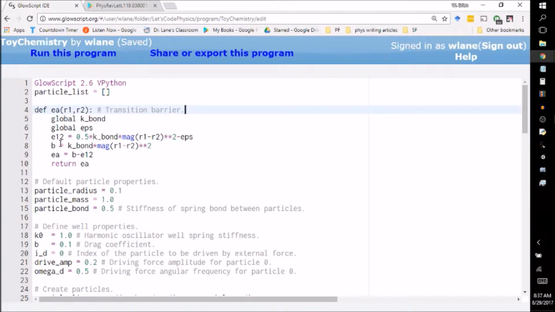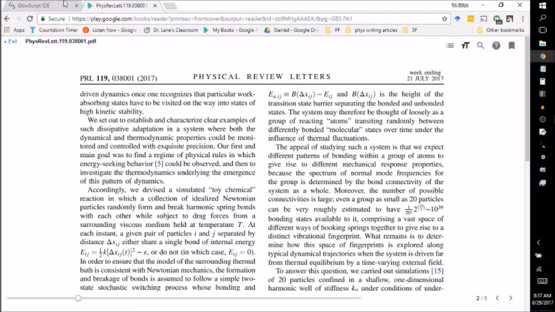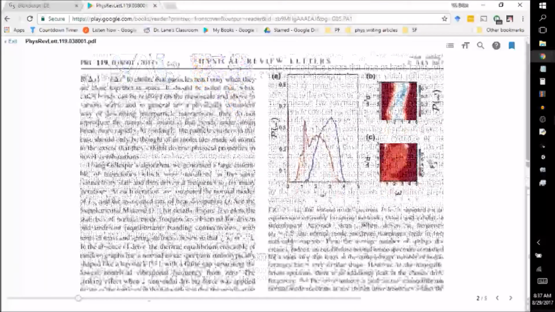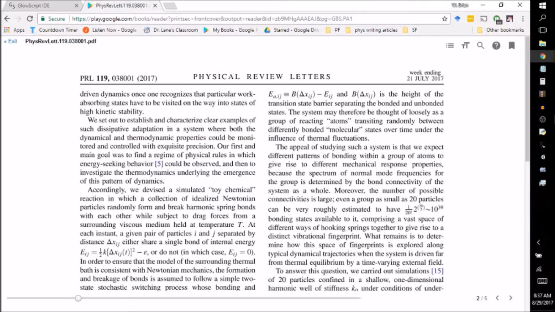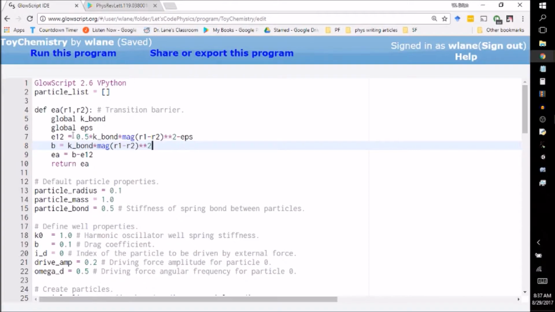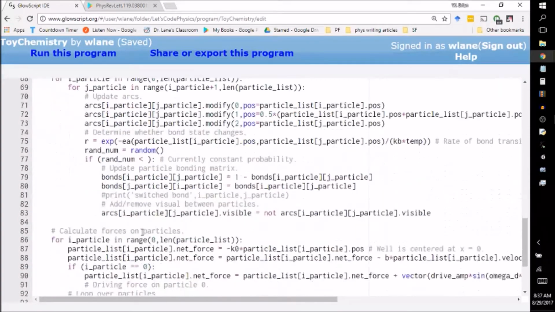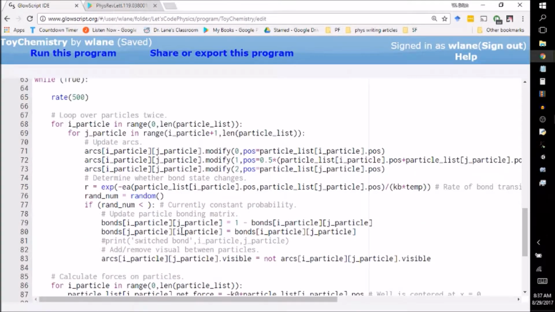We can use the word transition. They used it, I get to use it too. So let's see. I've got E12 equals 1/2 K delta x squared minus epsilon. I've got my B equal to K delta x squared. And I've got my EA equals B minus E12. Cool, so we're going to return that EA. So when this thing down here calls for that, down where? Where did it go? Here it is.